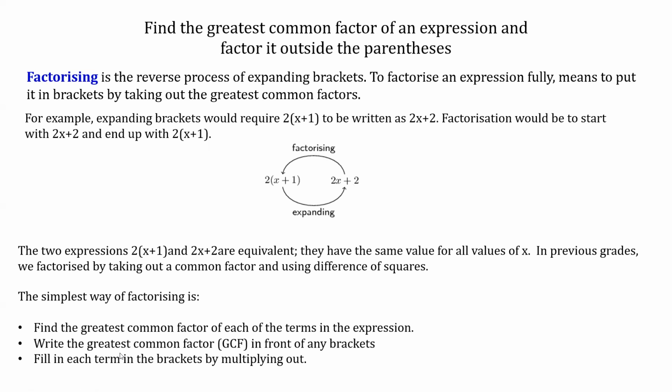So we consider some of the simplest ways of the factorizing process. Firstly, find the greatest common factor of each of the terms in the expression. Here the greatest common factor is 2. Next, write the greatest common factor 2 in front of the brackets.